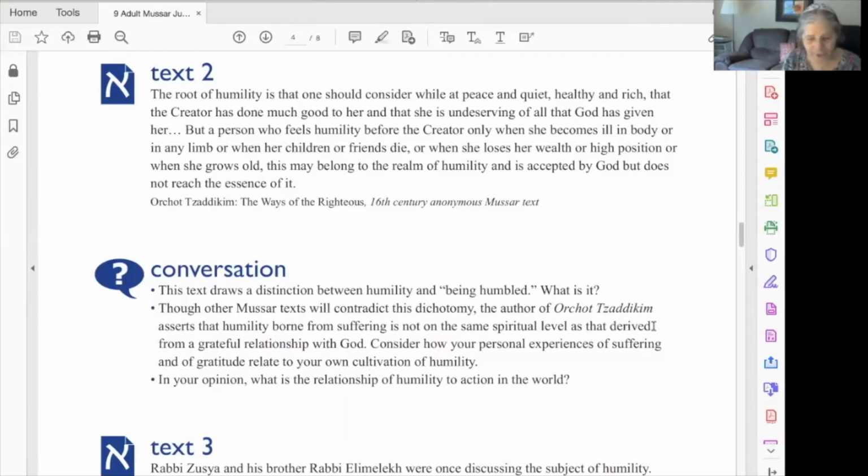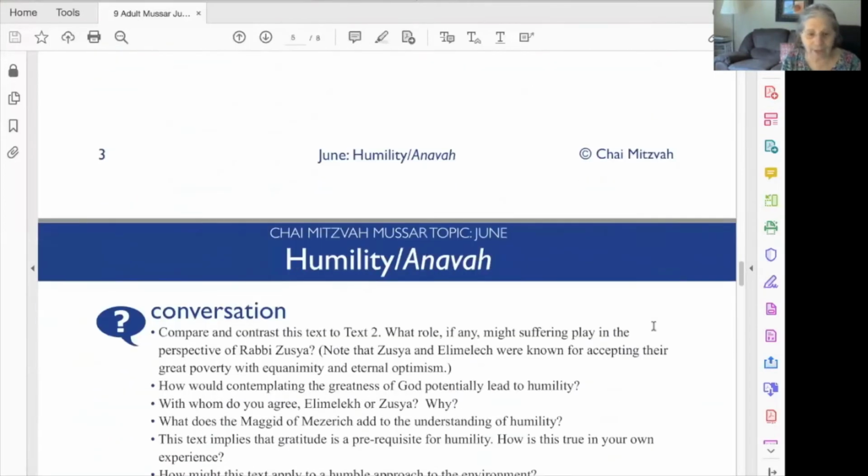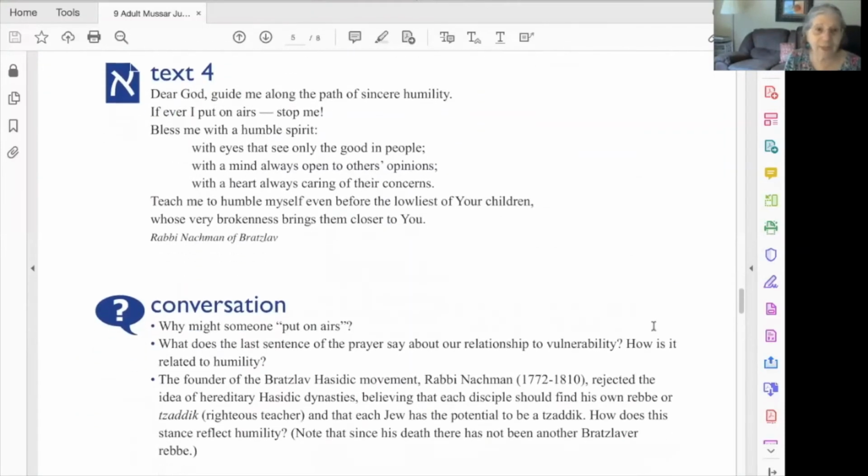I draw your attention to text 4, a wonderful text and one of my favorite texts. Dear God, guide me along the path of sincere humility. If ever I put on airs, stop me. Bless me with a humble spirit, with eyes that see only the good in people, with a mind always open to others' opinions, with a heart always caring of their concerns. Teach me to be humble myself, even before the lowliest of your children, whose very brokenness brings them closer to you. A classic text from Reb Nachman of Bratslav, a Hasidic Rebbe and scholar.